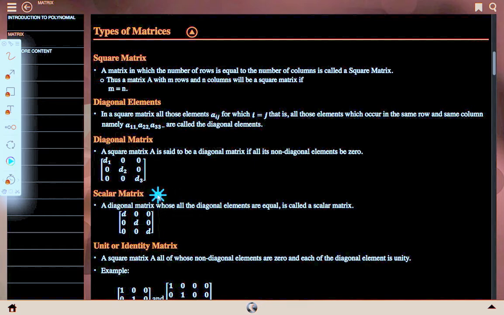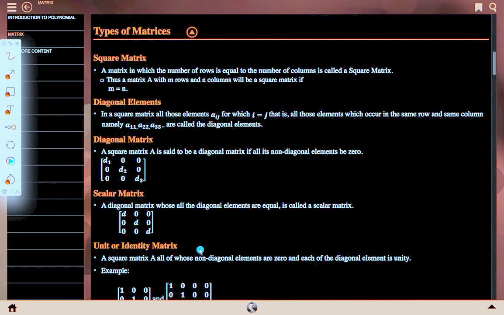Now here, a scalar matrix. A diagonal matrix whose diagonal elements are all equal is called a scalar matrix. D, D, D. This means here the diagonal is equal and all others are 0.